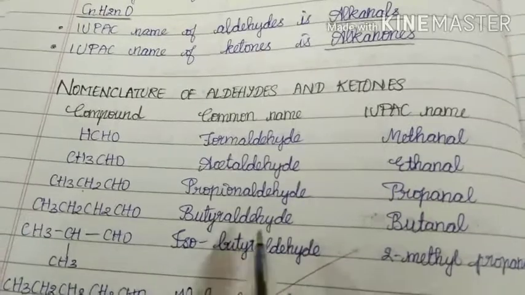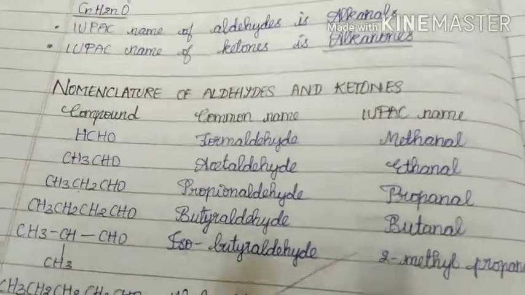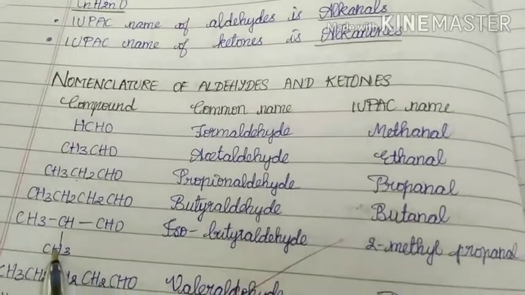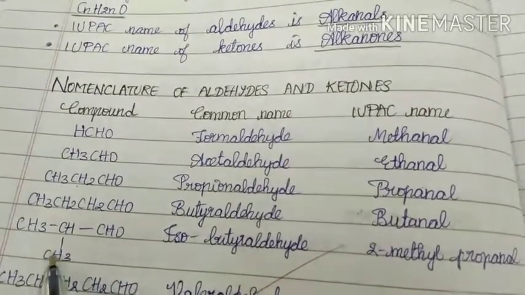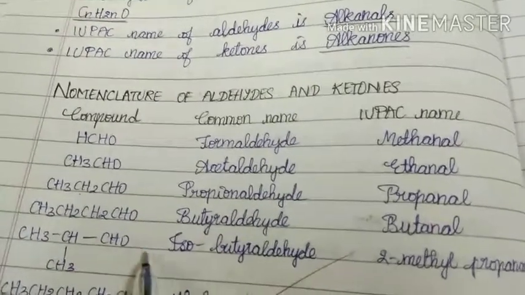Butyraldehyde. Then what about its IUPAC name? The IUPAC name is butanal, since 4 carbons are there. See, if 2 CH3 groups are present on a CH, then what is its common name?